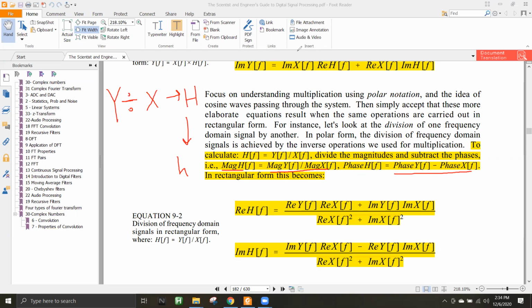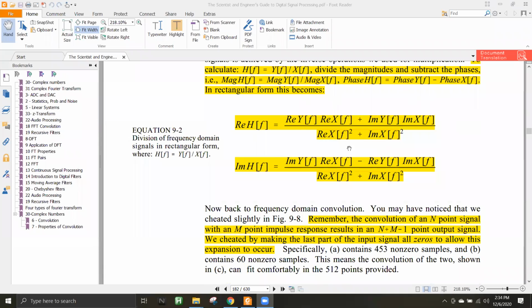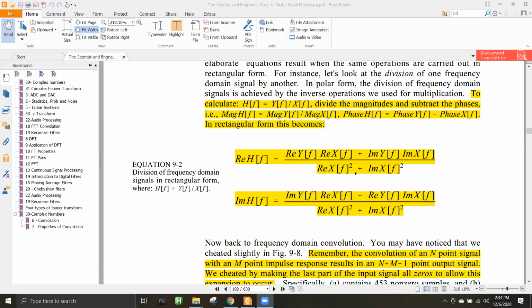And in the rectangular notation, this would be a bit more difficult. So this is what you would get in the rectangular notation. Okay, and it is easier to just remember this than go through the derivation every time. Instead of remembering this, you can actually go through this method. That means converting to the polar notation and then doing this, just simple division and subtraction of phase. This is easier.